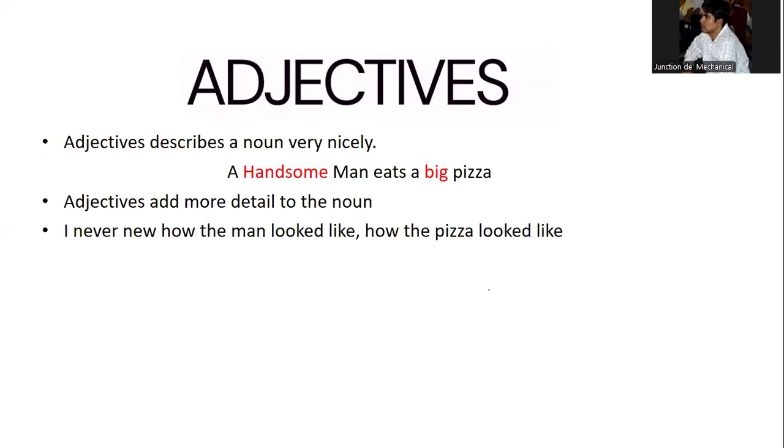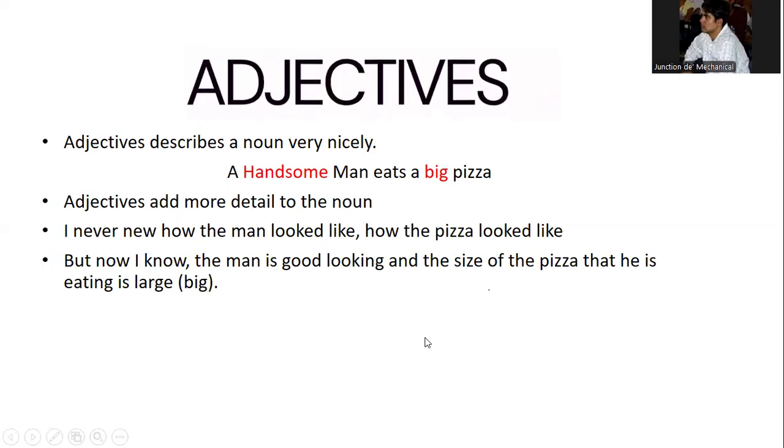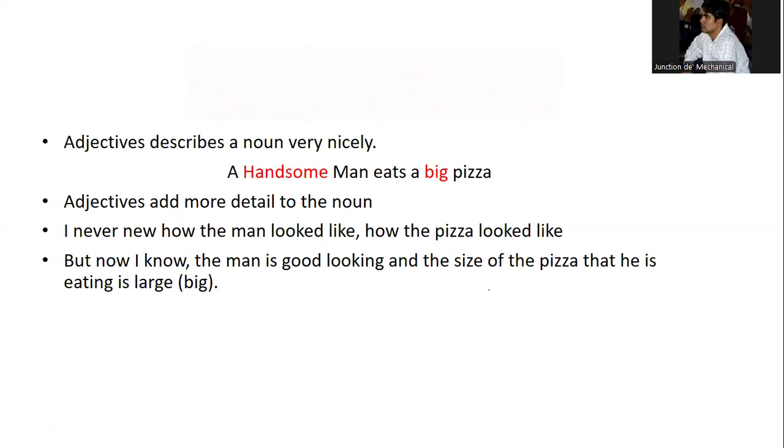I never knew how the man looked before because the only sentence which was used before was "man eats pizza". I was not knowing how the man looked. I wasn't even aware of the size of the pizza, whether it was a big pizza or a small pizza. I wasn't aware. But then when I added adjectives, I got to know more detail about the noun. Now I know the man is good looking and the size of the pizza that he is eating is large. It is a big pizza.